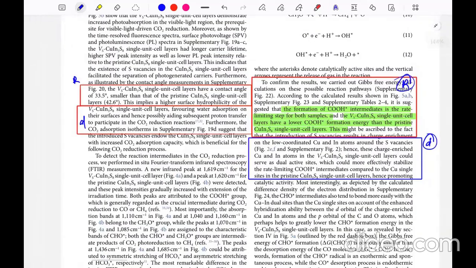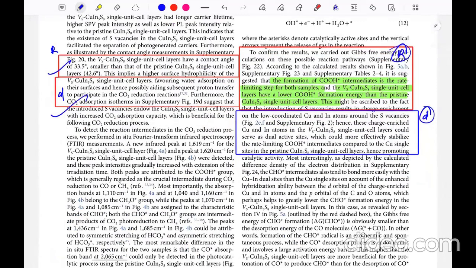Here also, this is the result part and this is the discussion part. The sulfur vacancy copper indium sulfide layer has a contact angle of this much, which is smaller than the pristine one. What can we infer, what is the conclusion? A small contact angle means a higher surface hydrophilicity of the sulfur vacancy copper indium sulfide layer, which favors water adsorption on the surface and possibly aids subsequent proton transfer, which is required for the CO2 reduction reaction. So this is the result and this is part of the discussion.